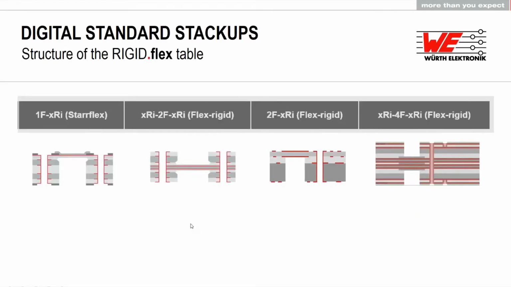And last but not least, let's have a look at the rigid flex table. Again, we have different constructions, different variants. We show 4 of them here, where we have standard as well. And we have the 1F XRI, so that means 1 flexible layer outside. Third one is with 2 flexible layers also outside, and now we have flex inside with 2F, as you can see in the construction nomenclature, and we have another standard for 4 layers inside.